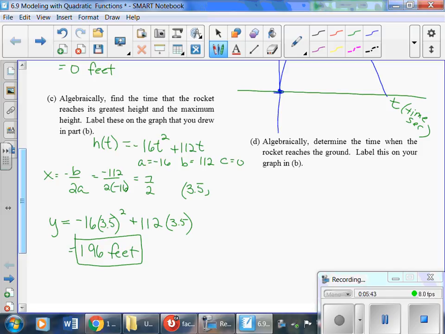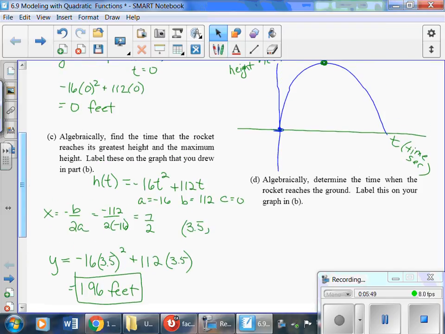Now it says algebraically determine the time when the rocket reaches the ground. So what is it looking for? Time when it reaches the ground. Well, it starts at the ground. I don't think they want this one. I think they want this one. So they want one of the zeros. They don't want the 0, 0 because that happens to be the first zero. It wants the second zero.